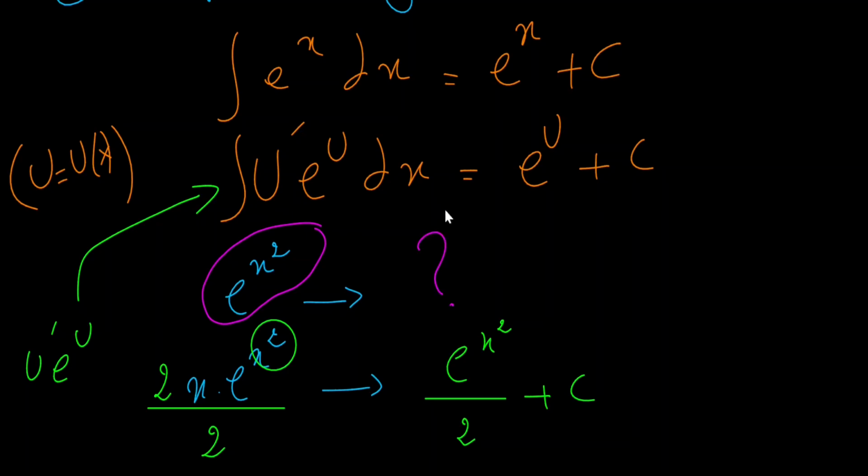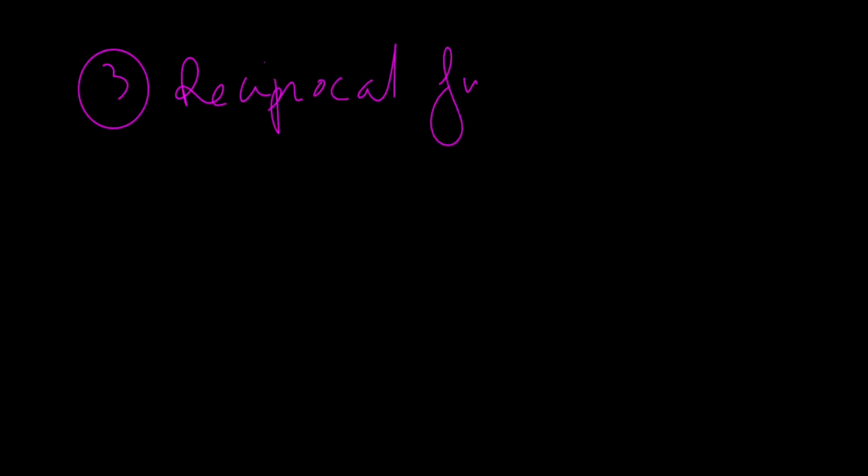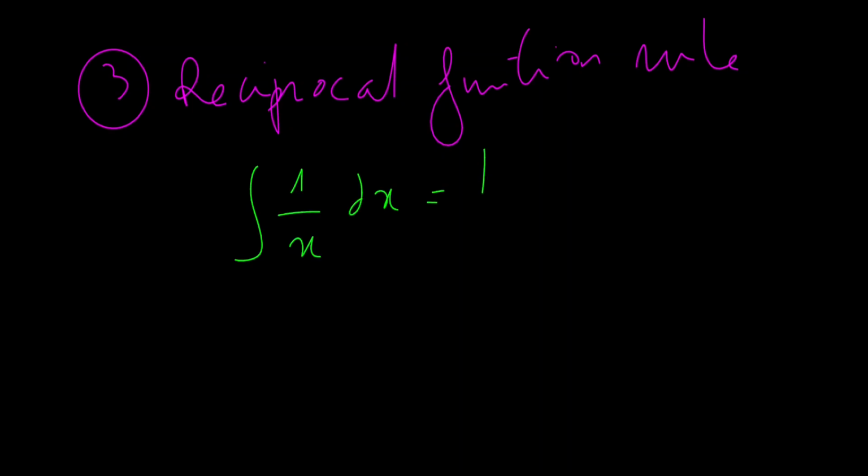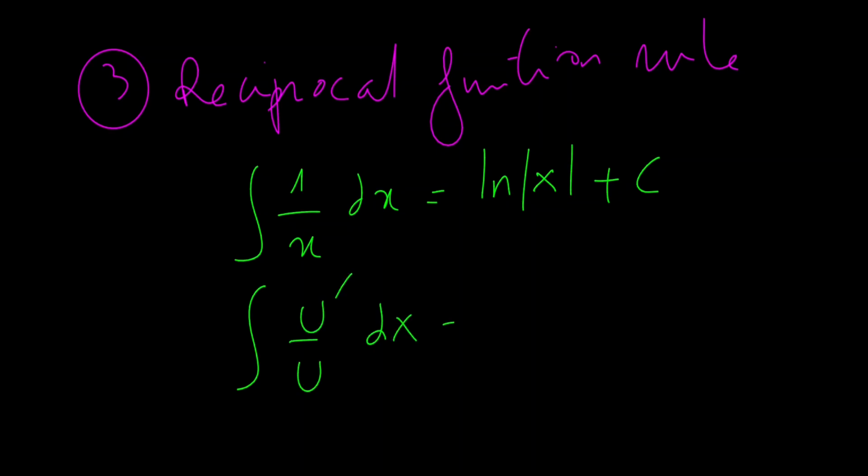Now, let's see another rule, which is the reciprocal function rule. The indefinite integral of 1 over x is the logarithm of the absolute value of x, and the integral of u prime over u is the logarithm of the absolute value of u plus c. Here we use the absolute value because we can't calculate the logarithm of negative numbers.